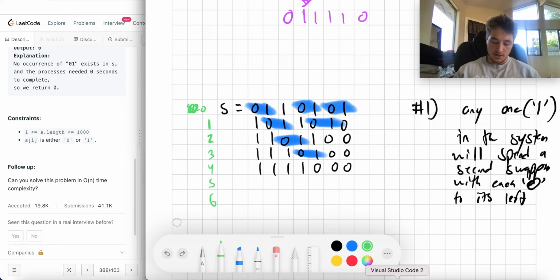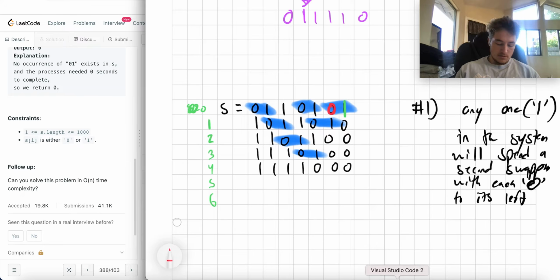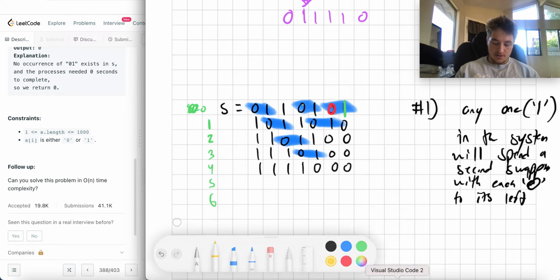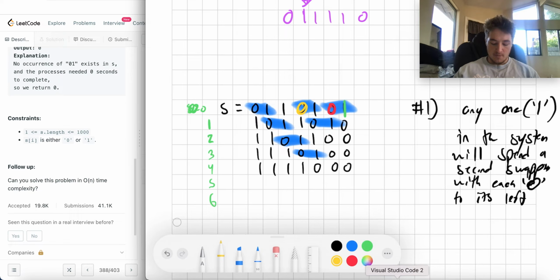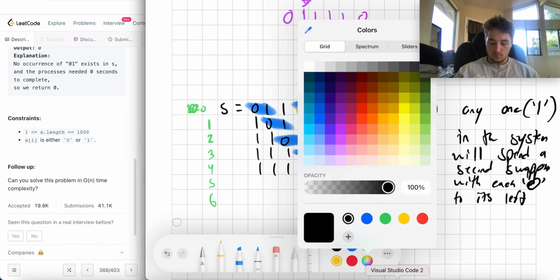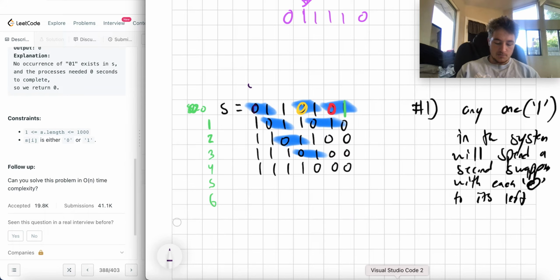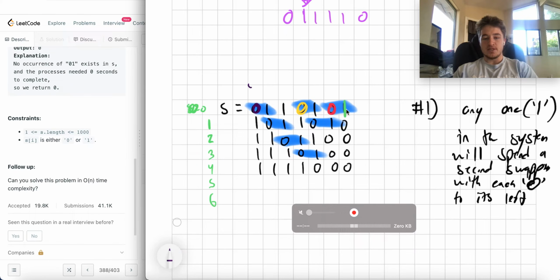Now let's look at this one here. This one is definitely going to have to get all the way to the left. All the 1s need to be on the left, and all the 0s need to be on the right. So this 1 is going to have to swap with each 0 at its left to get past it. It has to swap positions with it. So it's going to have to swap with this 0, this 0, and this 0. This green 1 is going to have to spend a second swapping with each of these 0s.